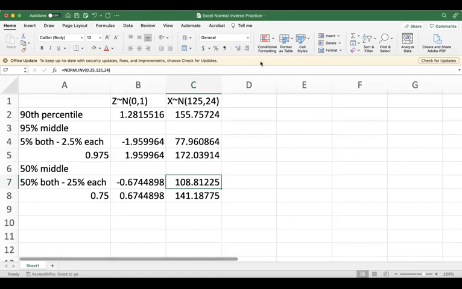Hopefully this was helpful, and that is it for normal distribution. I will see you tomorrow when we get to sampling distributions. That uses a lot of these same techniques with one change. The main difference between what we do today and what we do tomorrow is the standard deviation changes, and that is because of the sample size. But we'll get to that tomorrow.